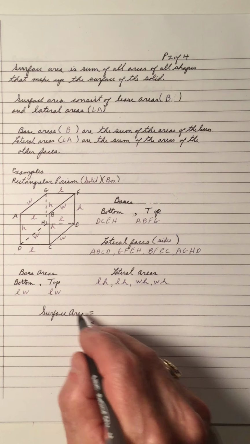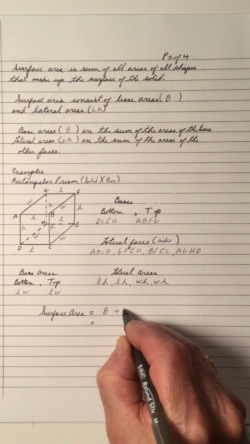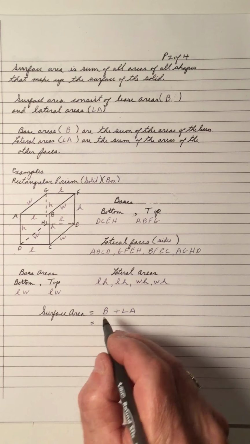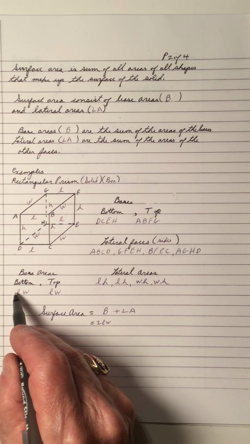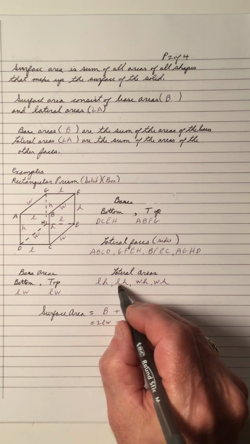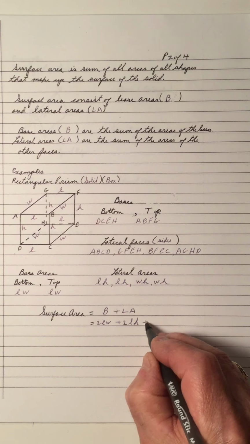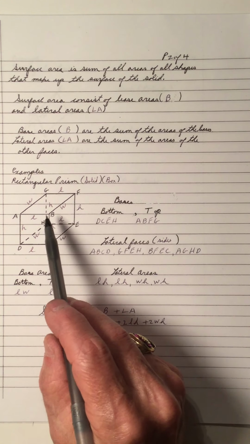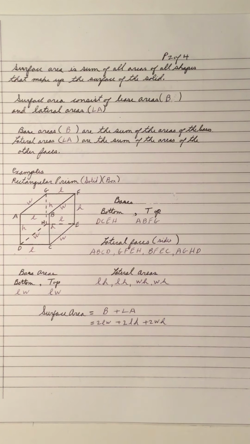So the surface area of this rectangular prism or box is the base area plus the lateral areas. The base area has two of the same, so that's 2LW. The lateral areas are, there's two of these, so it's 2LH, and there's 2 WHs. So that's the formula for the surface area of a rectangular prism, a box, or whatever the books or teachers want to call it.